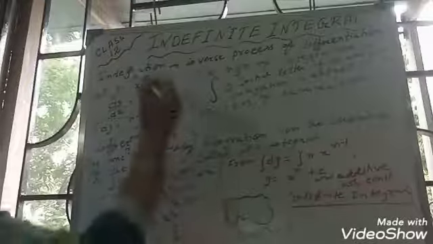Initially the function was y is equal to x to the power n. After differentiating this, we got dy dx equals n x to the power n minus 1. So dy equals this differential. Again, after integrating this differential, we get the function. That is why integration is the inverse process of differentiation. Is that clear to you?